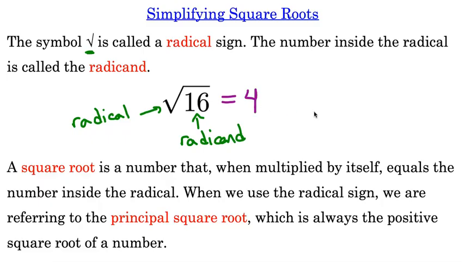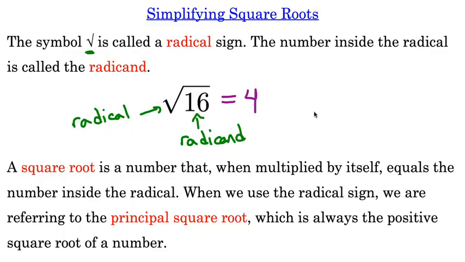equal to 16. Some of us may have thought about negative 4 here, since negative 4 times negative 4 is also positive 16. But when we use the radical sign, we are referring to the principal square root, which is always the positive square root of a number. So this simplifies things for us. When we're evaluating or simplifying a square root expression, we are only looking for the positive factor that multiplies by itself that is equal to the radicand.